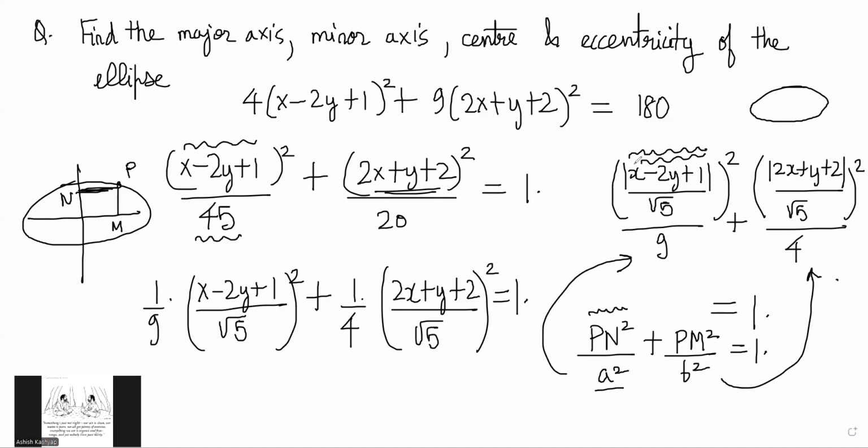Understand what we are doing? Our minor axis is x minus 2y plus 1 and our major axis should be 2x plus y plus 2, right? We are using this geometric information to try to discover the major and minor axis. Also, a square is 9, b square is 4. So what are we discovering here?